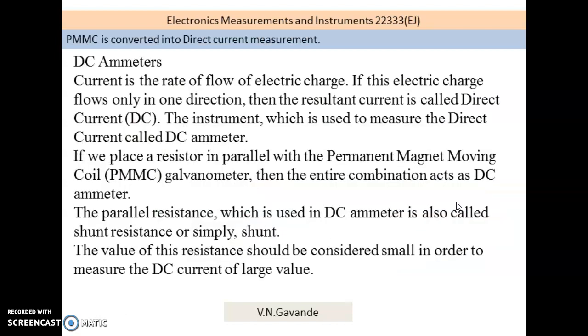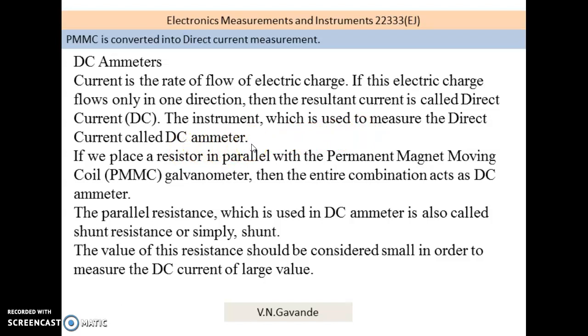Now, how to convert the PMMC to measure direct current? For this purpose, we consider DC ammeters. We know that current is the rate of flow of electric charge. If this electric charge flows only in one direction, then the resultant current is called direct current, DC. The instrument which is used to measure the direct current is called a DC ammeter.